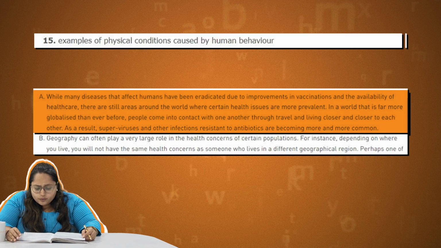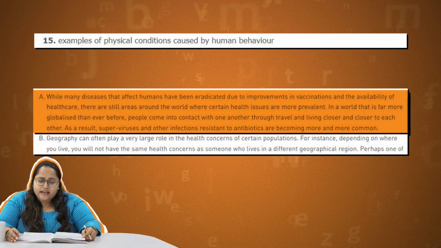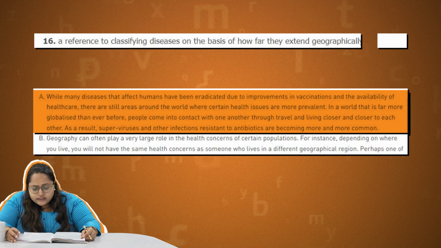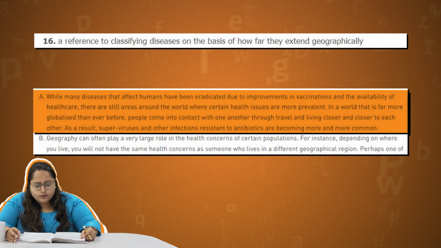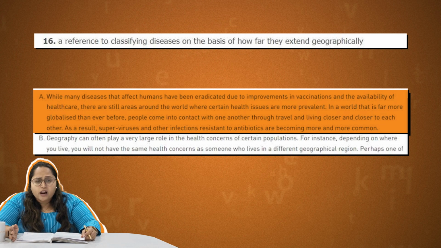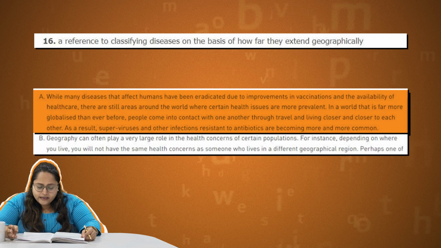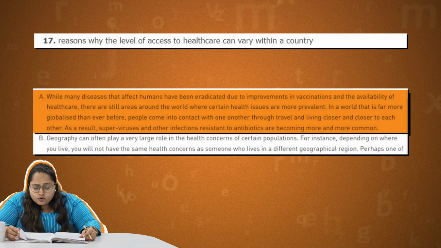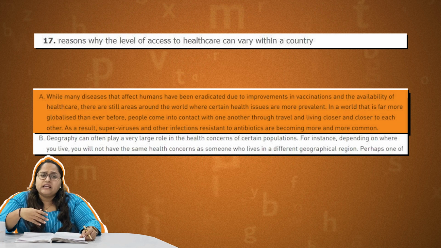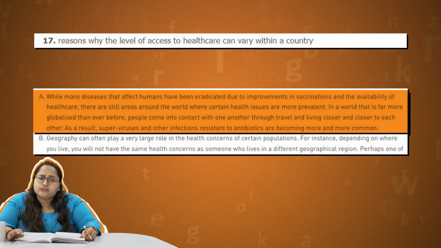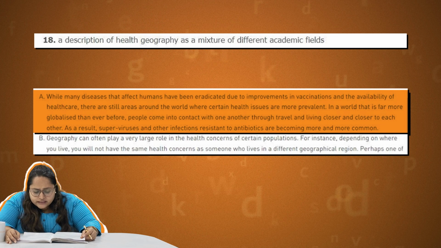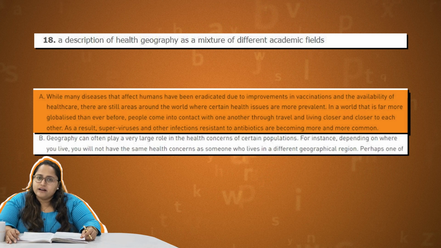If you go to the second one, it does not talk about any particular example also, so you can eliminate that as well. Again, if you see the next, classifying diseases, they are not talking anything about identifying any particular diseases or how far it can extend, so again you can leave that. There is no reason also given that any particular healthcare is being in the country, like it is happening within the country. No, they are not talking about that also. If you see the next description, there is no definition. So again, you can leave it.